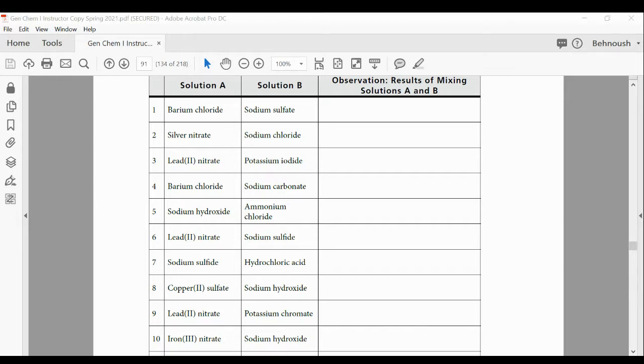For part 2 observation, just in the box, just say what the observations are.